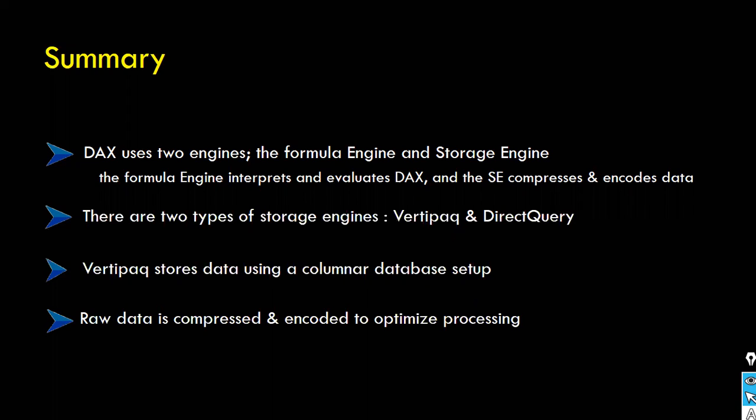Data can be compressed using value encoding, hash encoding, or run length encoding, and the overall compression of a column is determined by four factors. You need to know the cardinality. What is cardinality? The number of distinct values in a column, then the number of repeated values, the row count, and the data type. Based on these factors, the overall compression technique is determined.